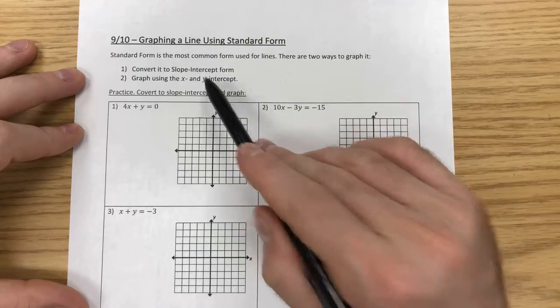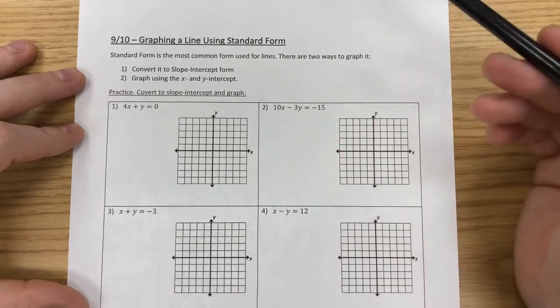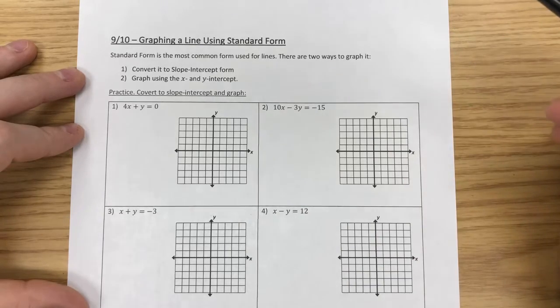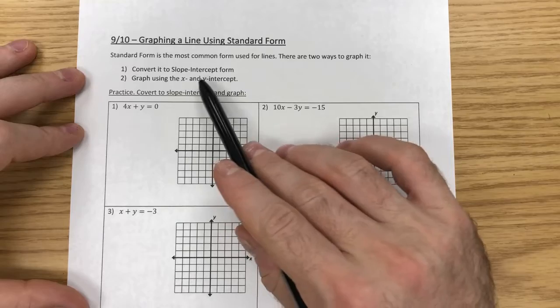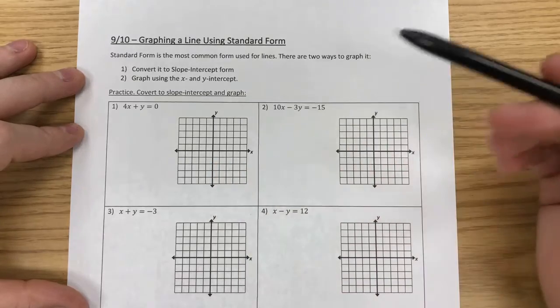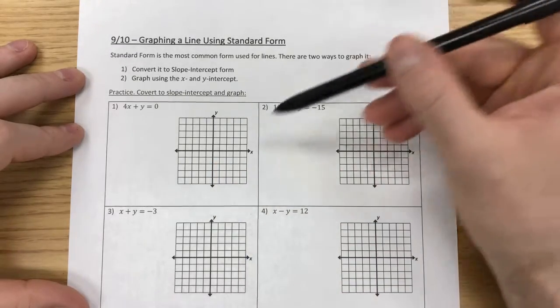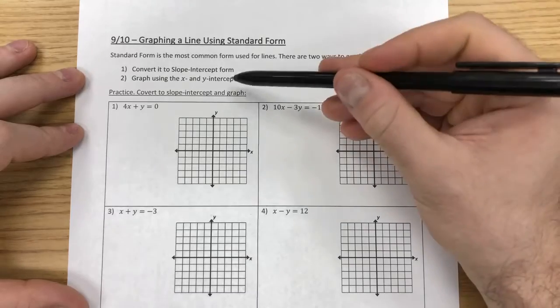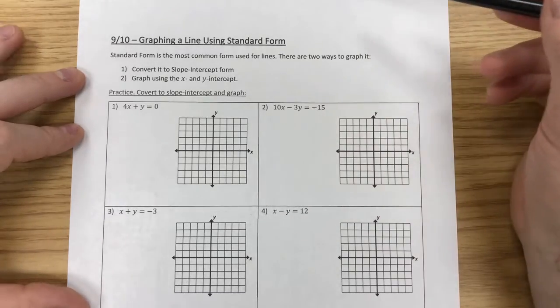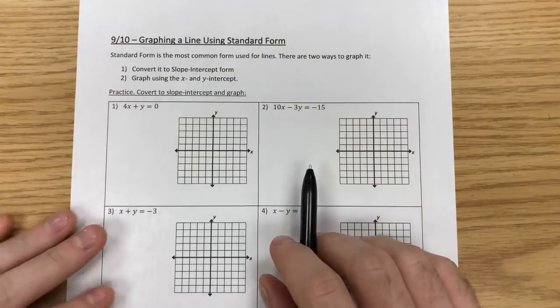However, we're going to be using the X and Y intercepts because we're going to see this method being used in things like quadratics and polynomials, because X intercepts and Y intercepts are going to be important points on graphs. But because we're still dealing with lines, you can still get away with using both. So let's go ahead and get started.